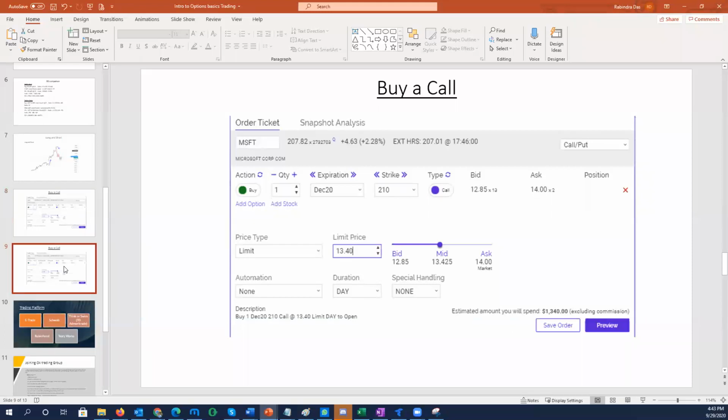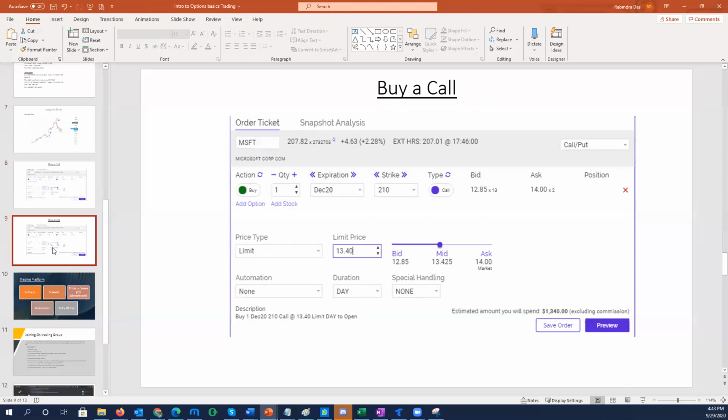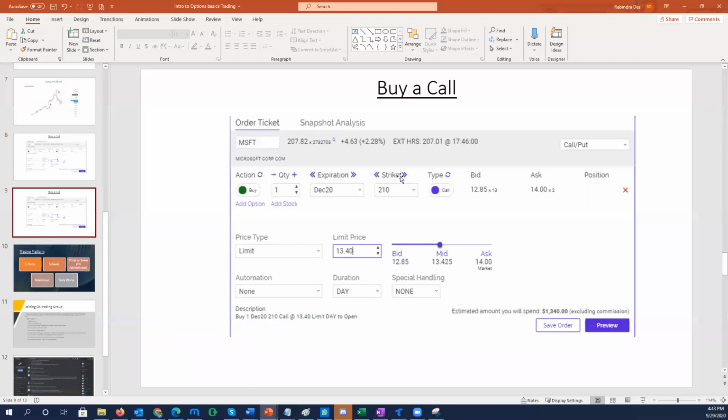And this is about buying a put. Come on, is it the same? No. Okay, I think my screenshot got changed. This is supposed to be a put, but I think I didn't change it.